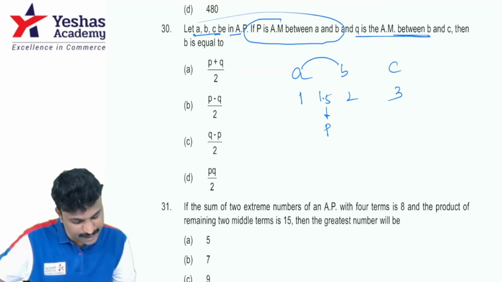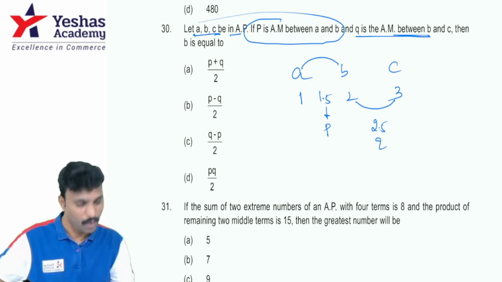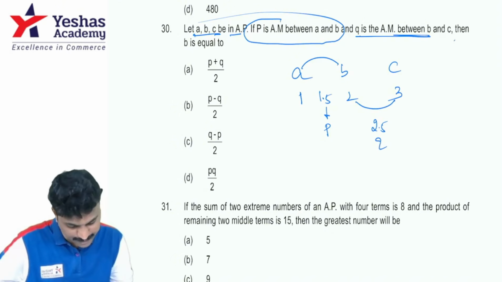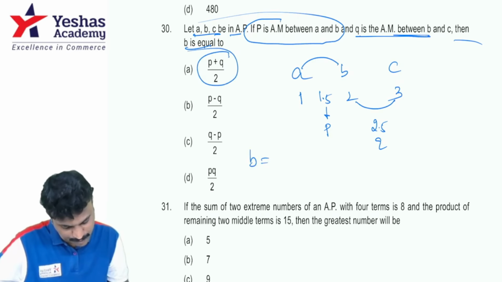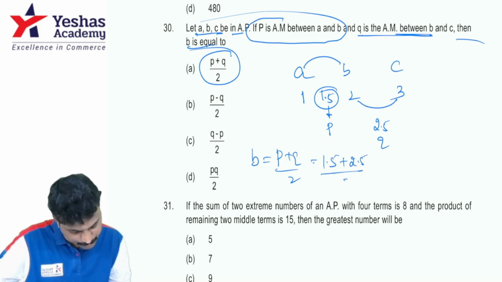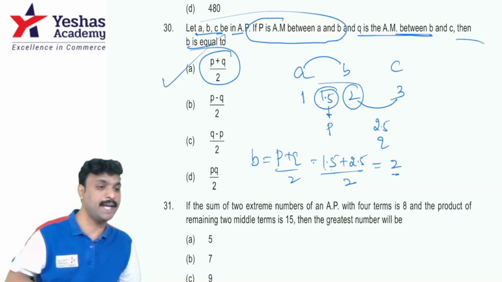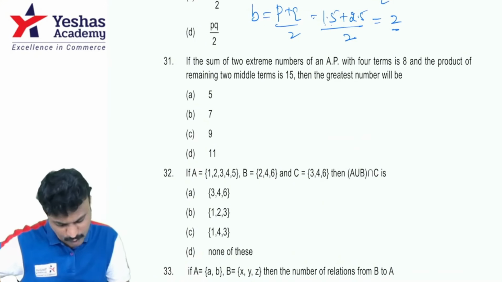Q is the AM of B and C. So what is the AM of 2 and 3? It's 2.5. That itself is Q. Now, what is it they're asking? Then what is B equal to? Guys, if I hit the first option, P plus Q divided by 2. What is P here? 1.5. What is Q here? 2.5, divided by 2. Don't I get 2? 1.5 plus 2.5 is 4, 4 by 2 is 2. What is the B value? 2 only. That means option A itself is the right answer. Guys, moving on to the next question.